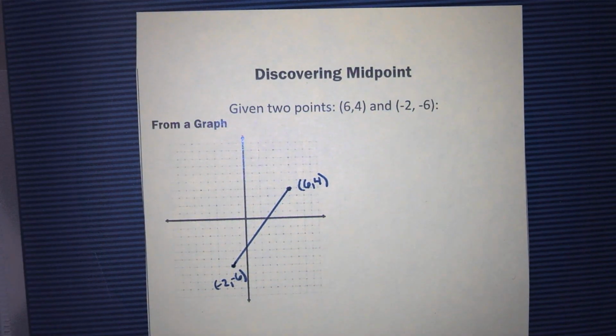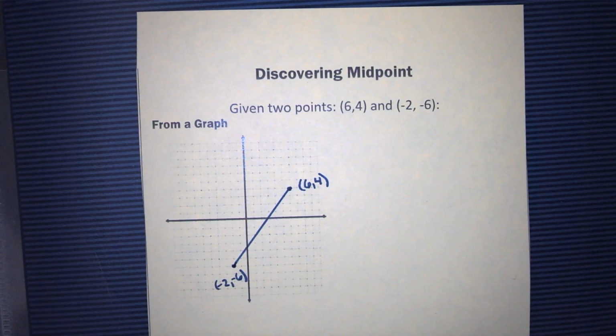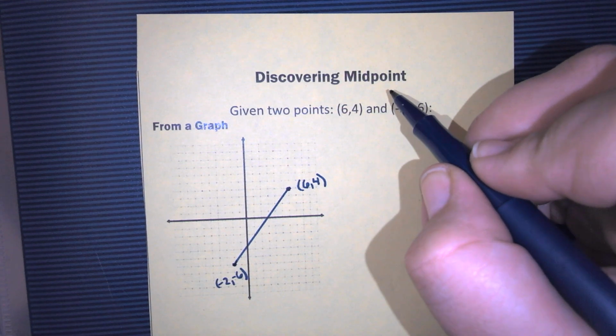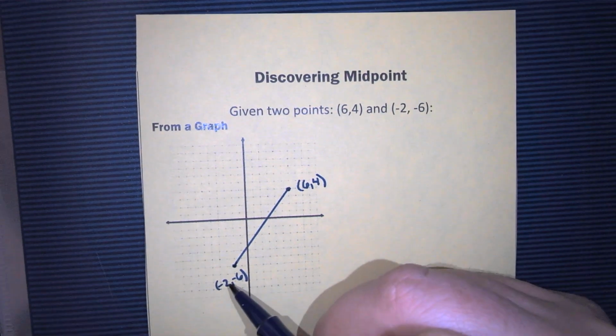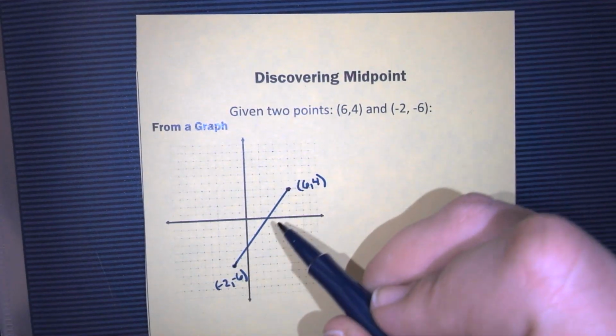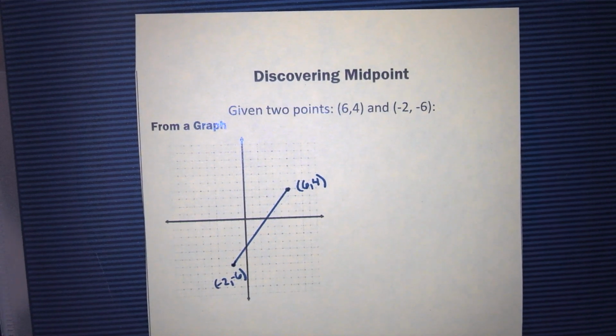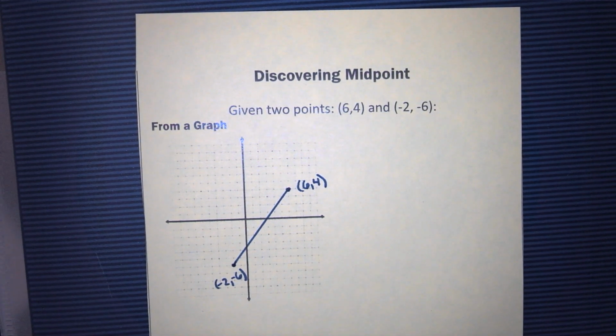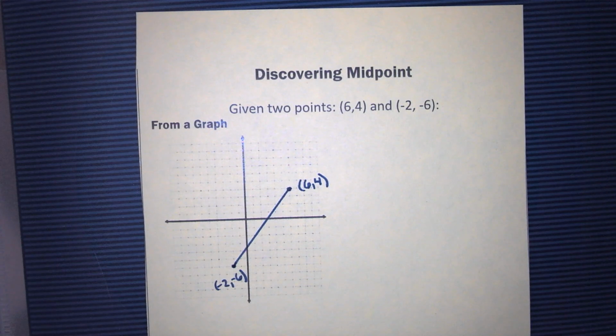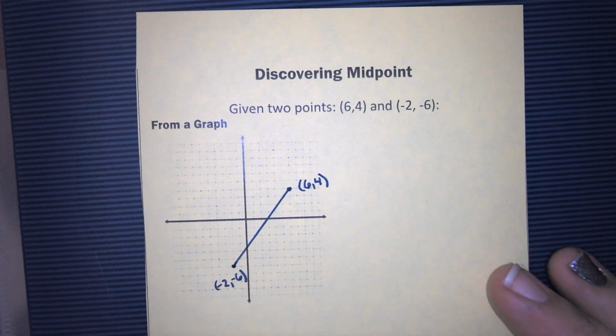And our ultimate goal is going to be to try to find the middle point on this segment. So if you see the word midpoint, that's talking about the point in the middle. So on this segment, however long it is, we want the one that's right in the middle, so halfway. So we're going to try to find that just by looking at the graph and reasoning where it should be, and then we're going to look at developing a formula from that.